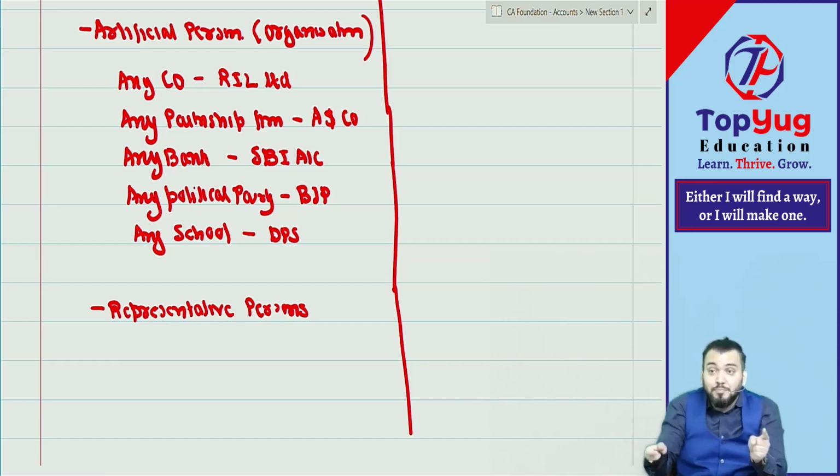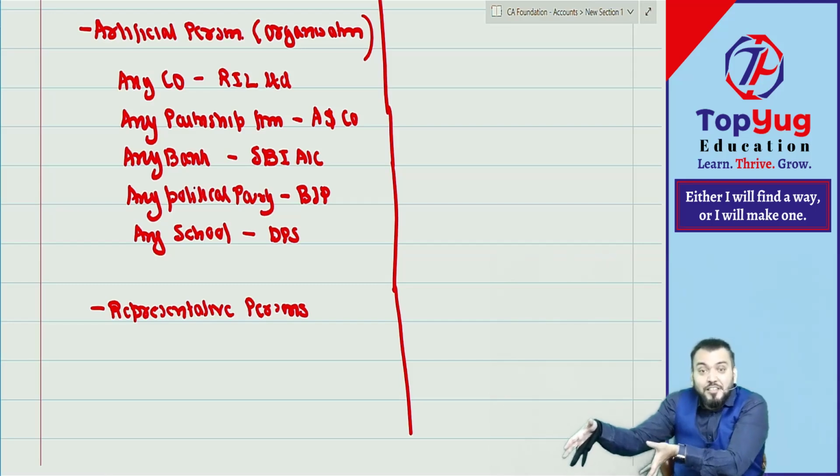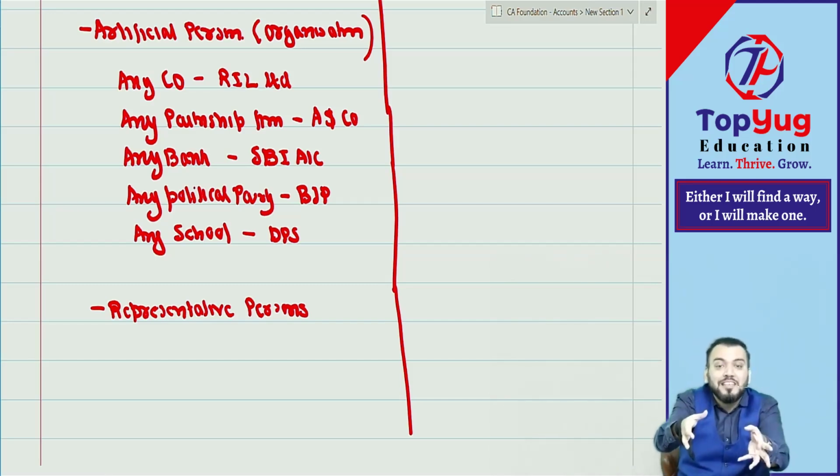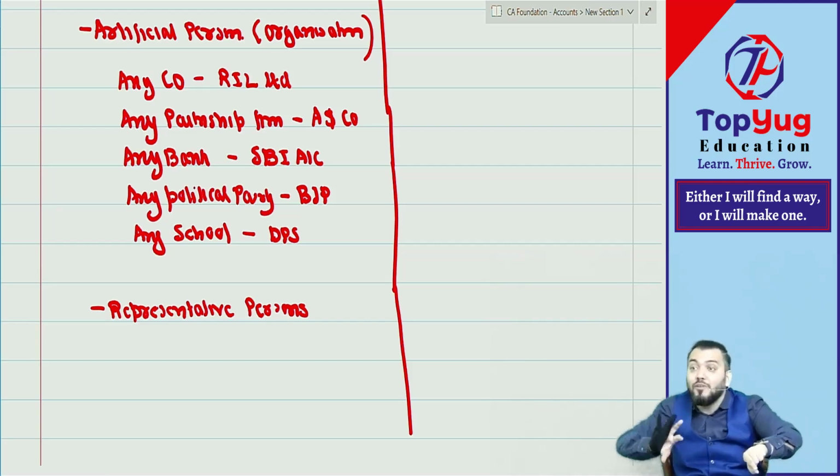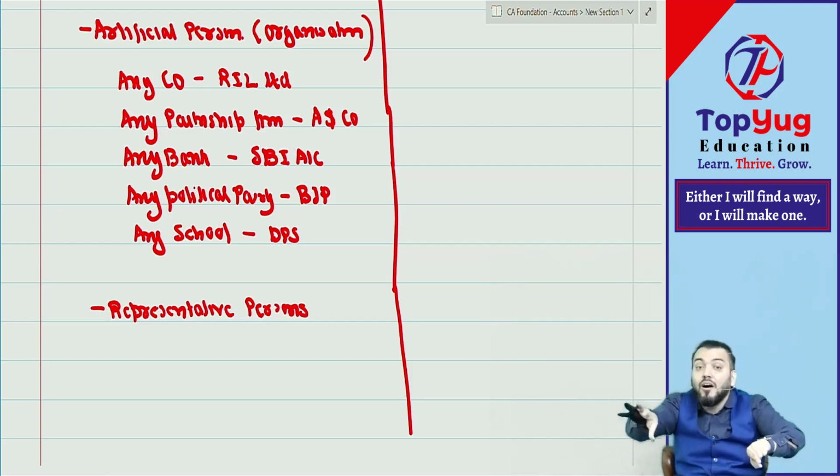Are you getting? So can the bank account represent a group of artificial persons? So that bank account becomes what? A representative personal account. Understood what I am saying? So that bank account becomes a representative personal account. The bank account represents all banks.